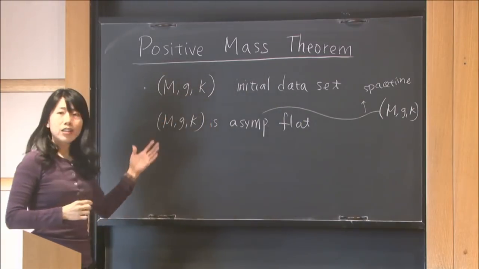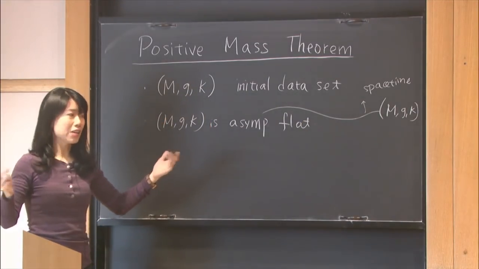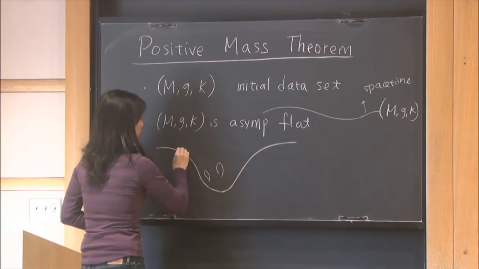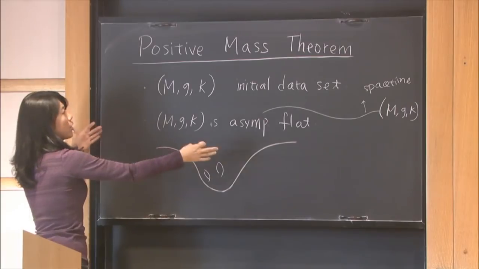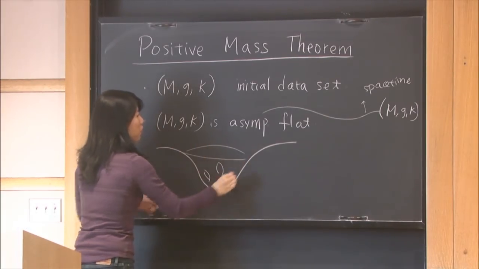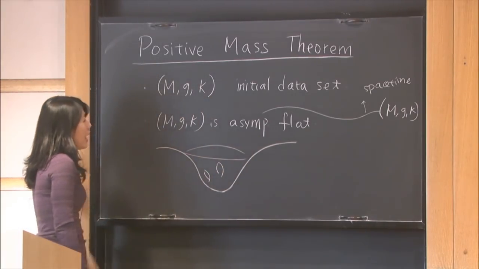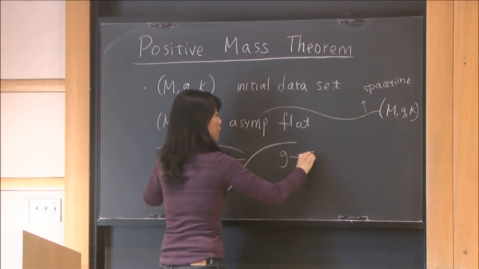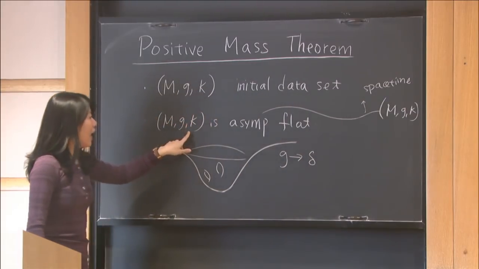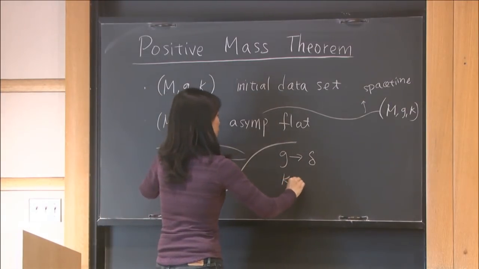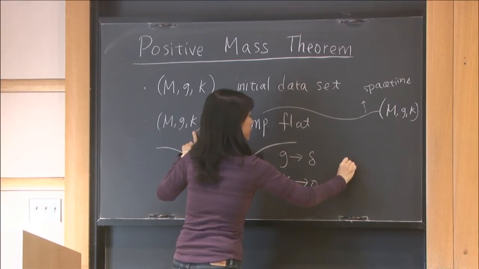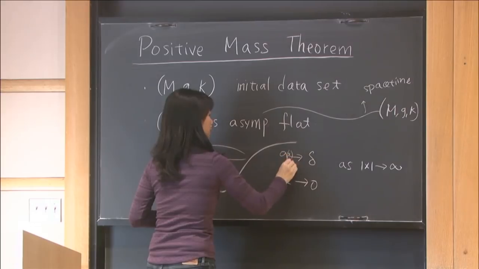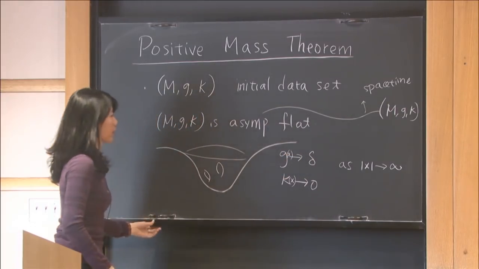If, as before, the manifold has trivial topology outside a compact set. So topologically, it's just like an exterior region of a Euclidean space. And then the metric is very close to the flat metric. And the K will go to 0 toward the manifold infinity. Okay.